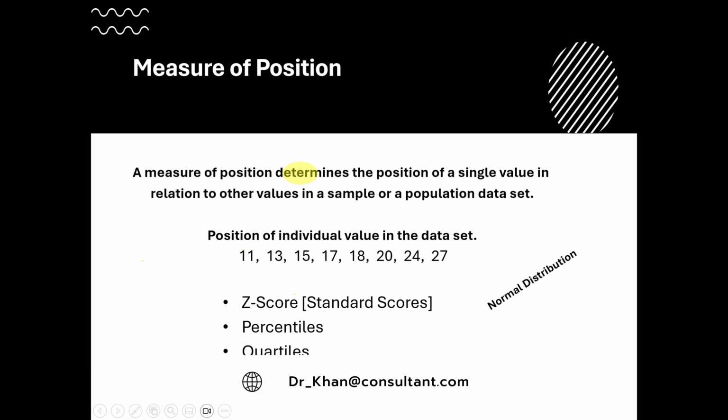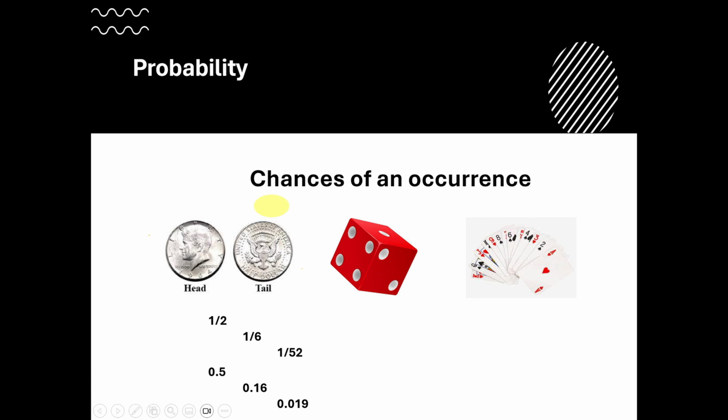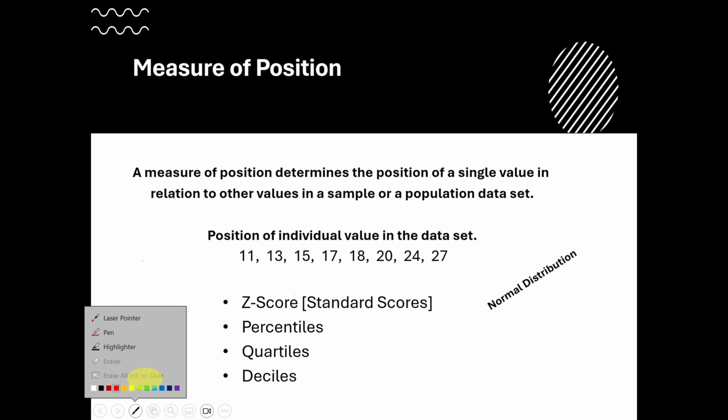A measure of position determines the position of a single value in relation to other values in a sample or a population data set. This can come up in your exams as well, for example, your aptitude test or anything. What do we mean by measure of position? Sometimes they trick you by mentioning double value or multiple values in the question. So do remember, it is the position of a single value. That's what the measure of position is.